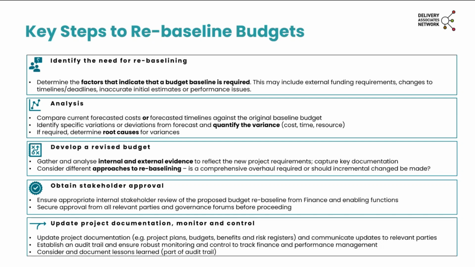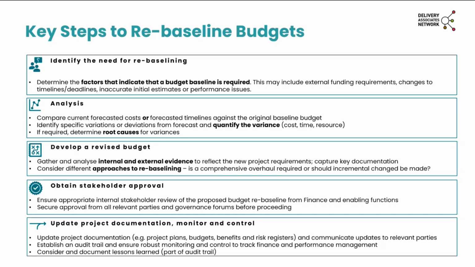Another important step is to conduct analysis of the budget. So that will be comparing your current forecasted costs and your forecasted timelines against the original baseline budget. So you'll want to pinpoint those specific variations or deviations from the forecast, and you'll want to quantify that variance to the extent possible. Where you're quantifying the variance, you need to make sure that you are considering cost, time and resource as well.